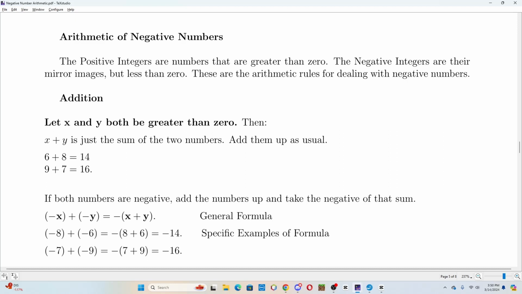If you are adding up minus 8 and minus 6, then the first step is to factor out the minus sign from the expression, simplifying this to minus 8 plus 6. Then the problem of what is minus 8 plus minus 6 becomes the minus of 8 plus 6, and that is minus 14. So minus 8 plus minus 6 is equal to minus 14, and minus 7 plus minus 9 is equal to minus 16.